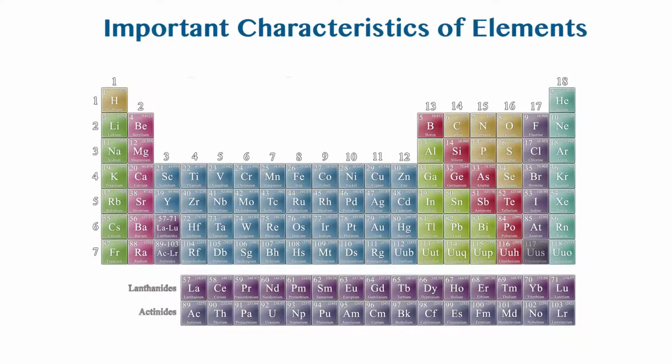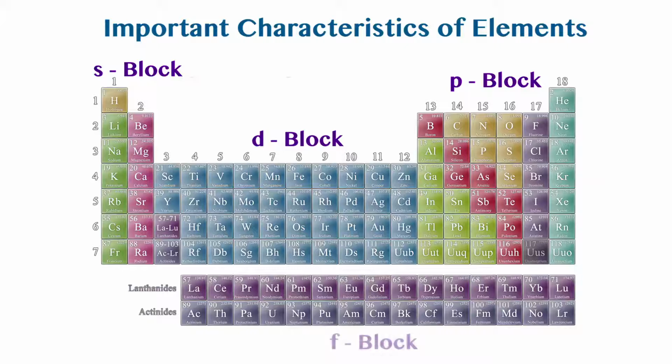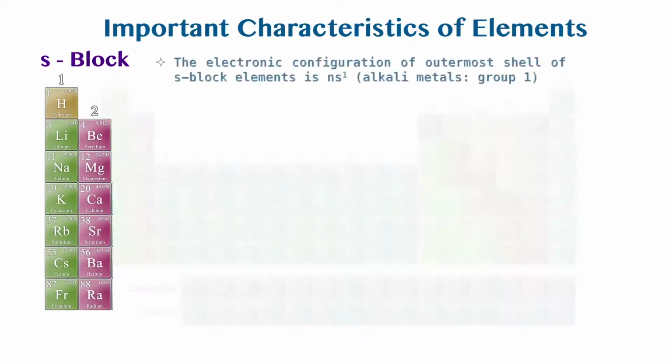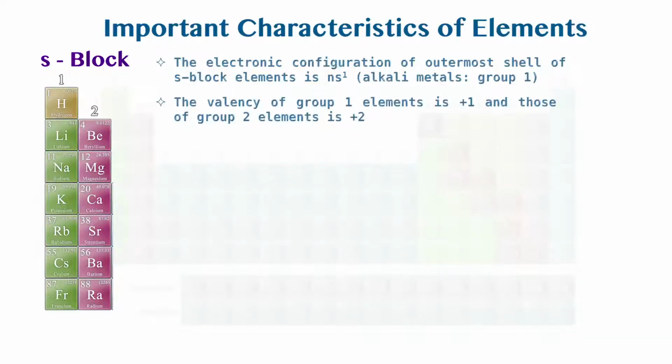In a nutshell, the important characteristics of s, p, d, f block elements are as follows. First, s block elements. The electronic configuration of the outermost shell of s block elements is ns1 for alkali metals and ns2 for alkaline earth metals. These are group 1 and group 2. These two are called s block elements. The valency of group 1 elements is +1, and for group 2 it is +2.